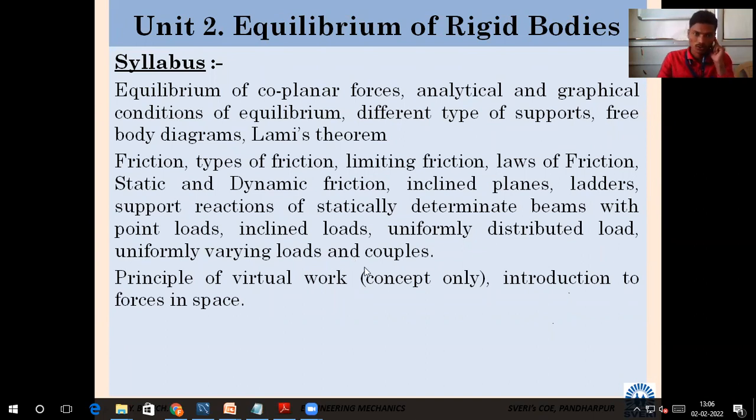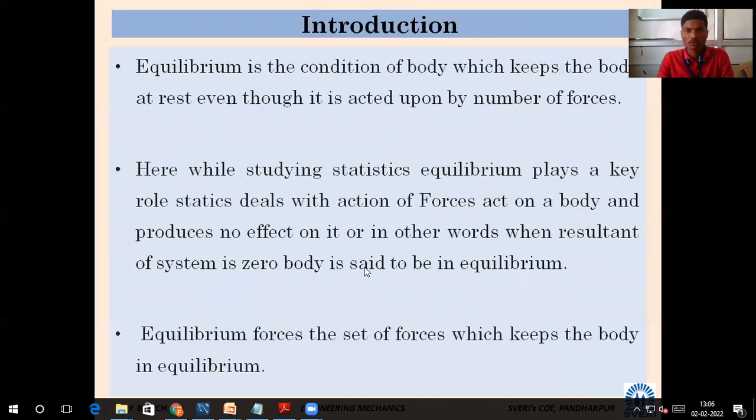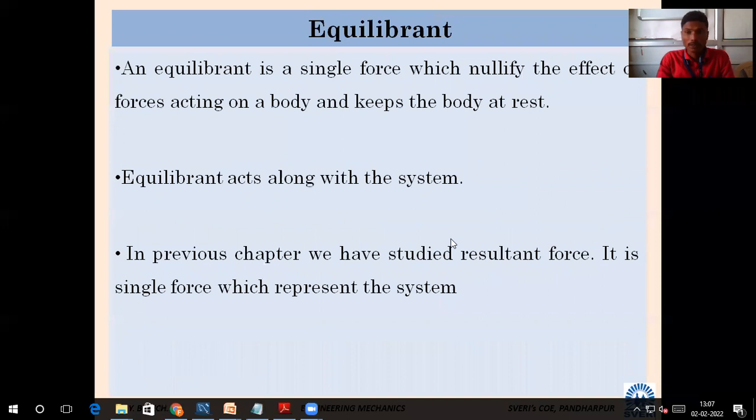A few lectures before, we saw what equilibrium is. This is the syllabus we are observing on the screen. Over 3 lectures we discussed equilibrium. It is when a number of forces act on a body, but irrespective of the number of forces acting on it, the body is still at rest. That condition of the body is called equilibrium. Getting further, the equilibrant is a force which keeps the body at rest.